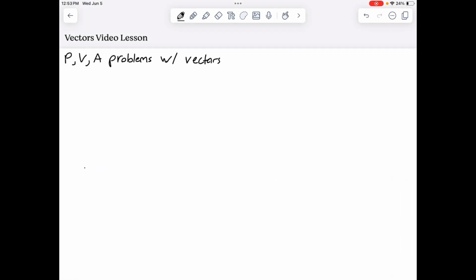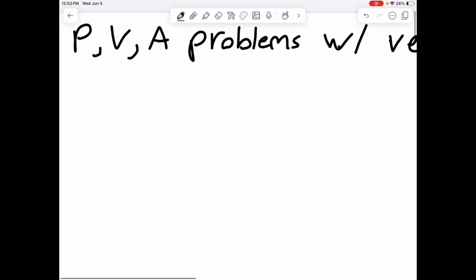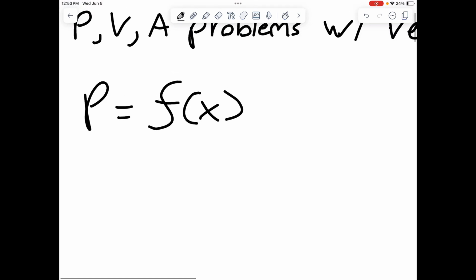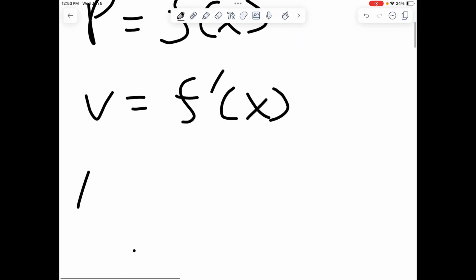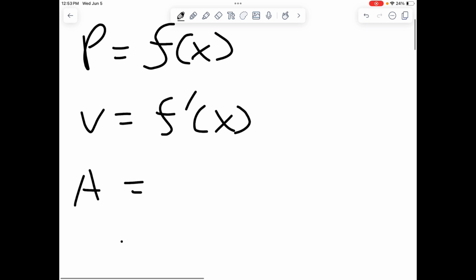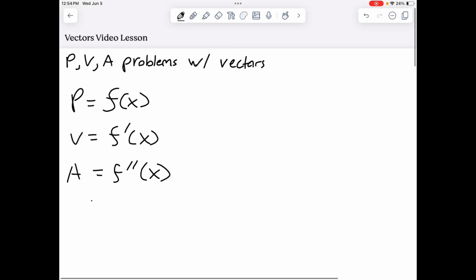Now, in this last example, we're going to do some basic position, velocity, and acceleration application problems with vectors. If you aren't familiar with those three, the position is equivalent to a regular f of x function. The velocity is the derivative of that, so f prime of x, and acceleration is the second derivative of the position, or the derivative of the velocity. So we have f double prime of x right here. Okay, let's write a problem out.